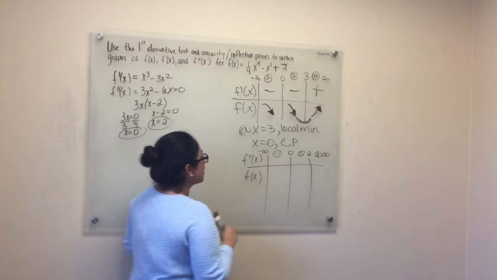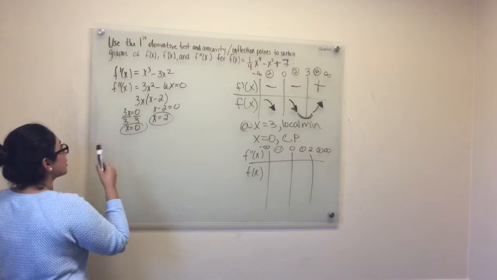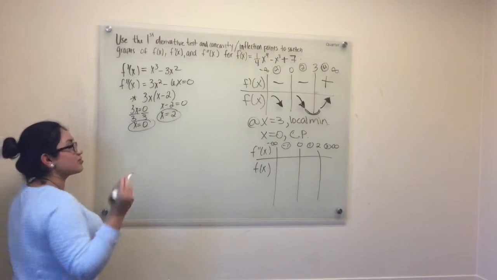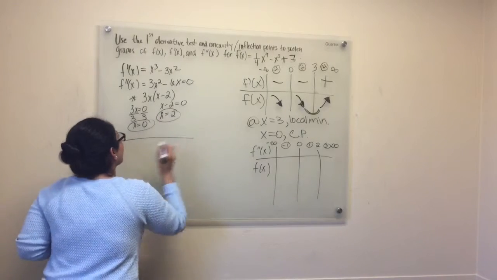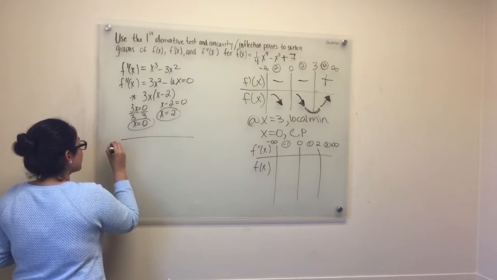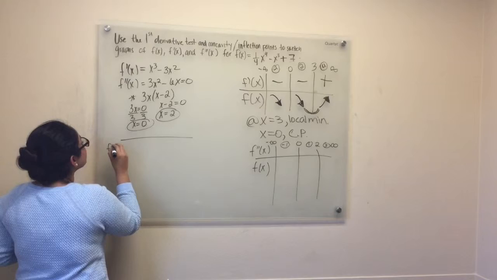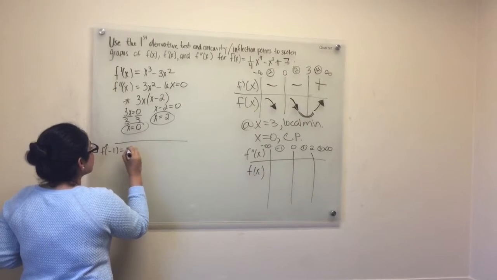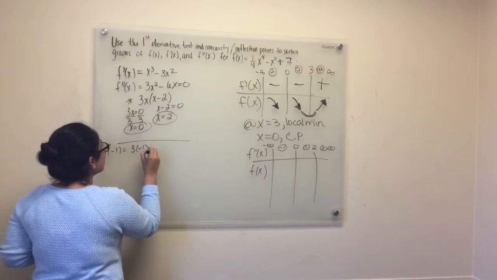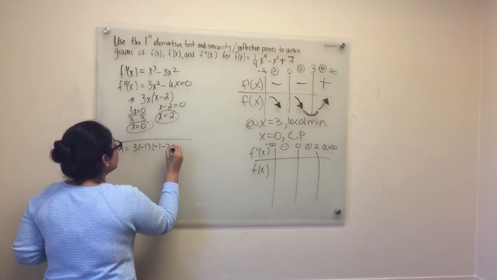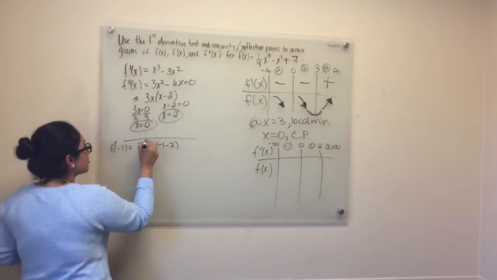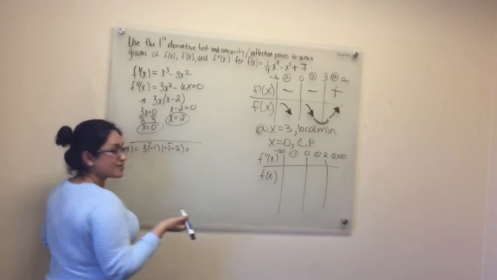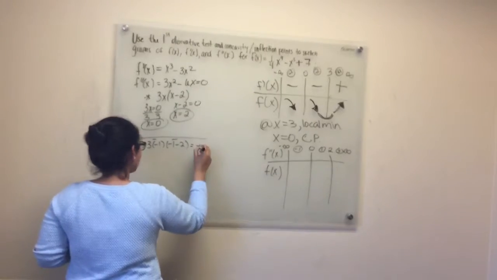Now these points, we have to put them back into the equation of f double prime x. So I'm choosing this one because it's the simplest one of all. I am going to put f double prime at negative 1, and plug it into the equation: 3 times negative 1 times negative 1 minus 2. So 3 times negative 1 is negative. Negative 1 minus 2 is a negative. Negative times a negative is a positive.